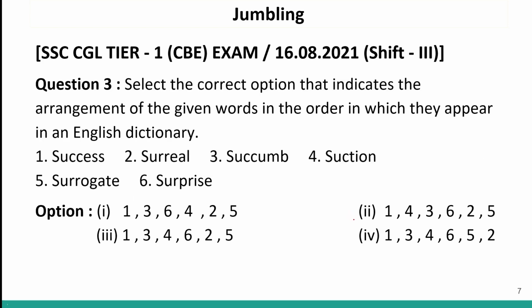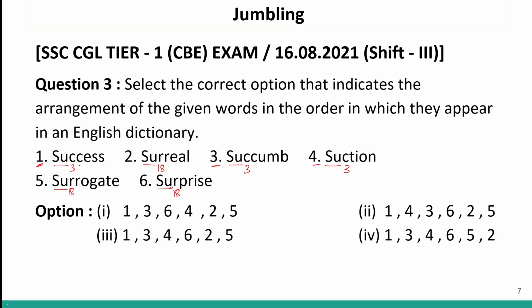Now, question number 3. Success, surreal, succumb, suction, surrogate, and surprise. 6 words. Now, SU, the first two is same in each. Over here. Same. Now, next move on to the third letter. C is 3. R is 18. C is again 3. C is 3. R is 18. R is 18. So, now, after C, 1, 3, and 4. These 3 words, 1, 3, and 4 will come in the first 3 positions, correct?